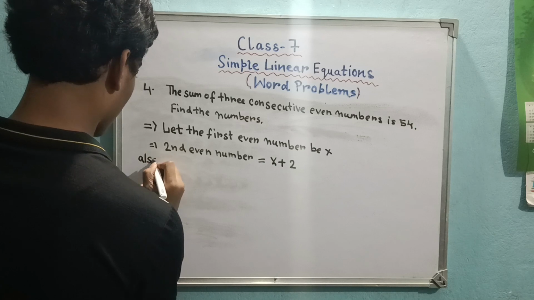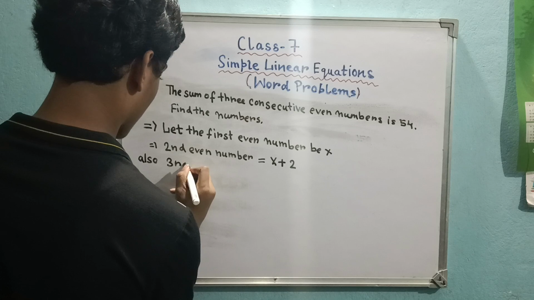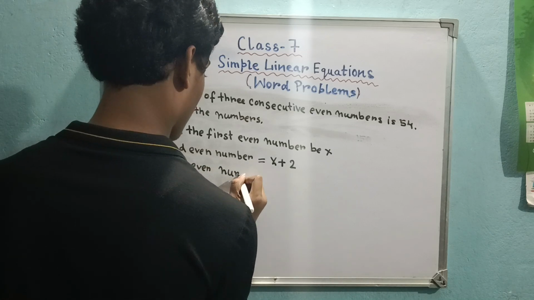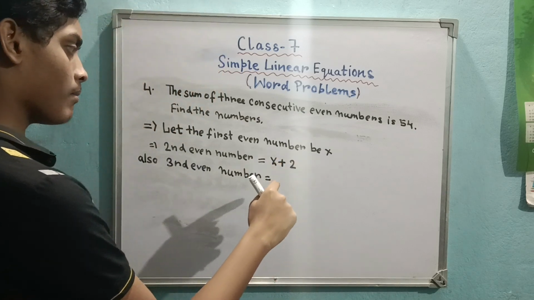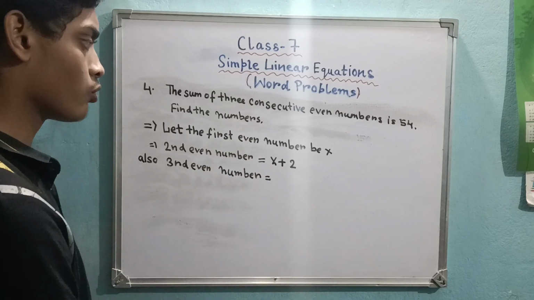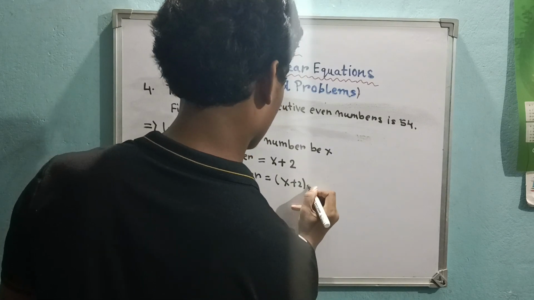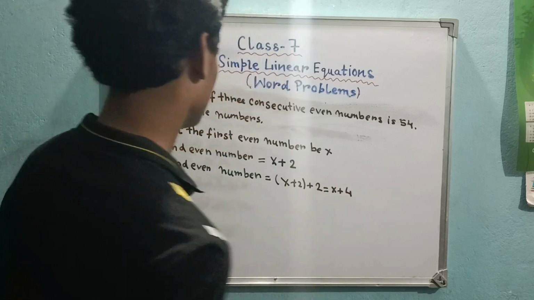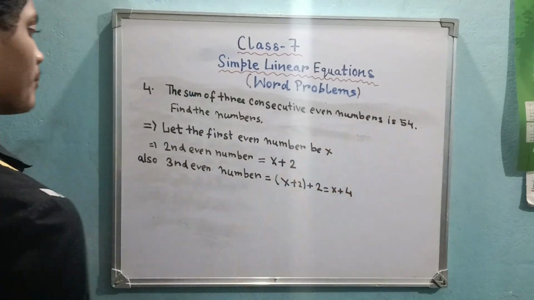Also, given 3 consecutive even numbers, what will be the third even number? This is one even number, like 2, after that 4. So the next even number will be another plus 2. That means x plus 2 plus 2, which is equal to x plus 4. So these are the 3 even numbers whose sum is 54.